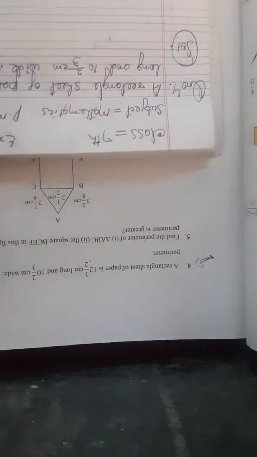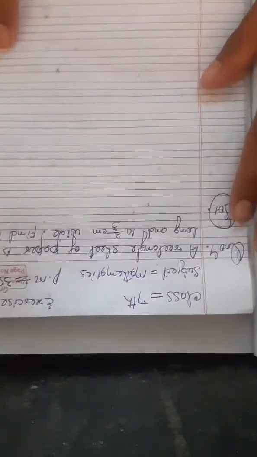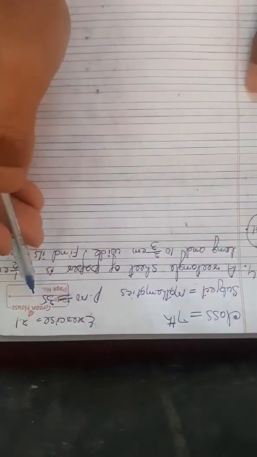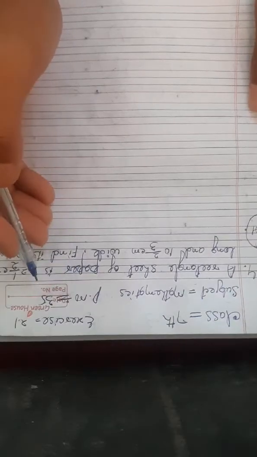This is our class 7th textbook mathematics. We are going to solve question number 4 of exercise 2.1. Here I noted this question in a notebook. Class 7th, subject mathematics, exercise 2.1, page number 35.